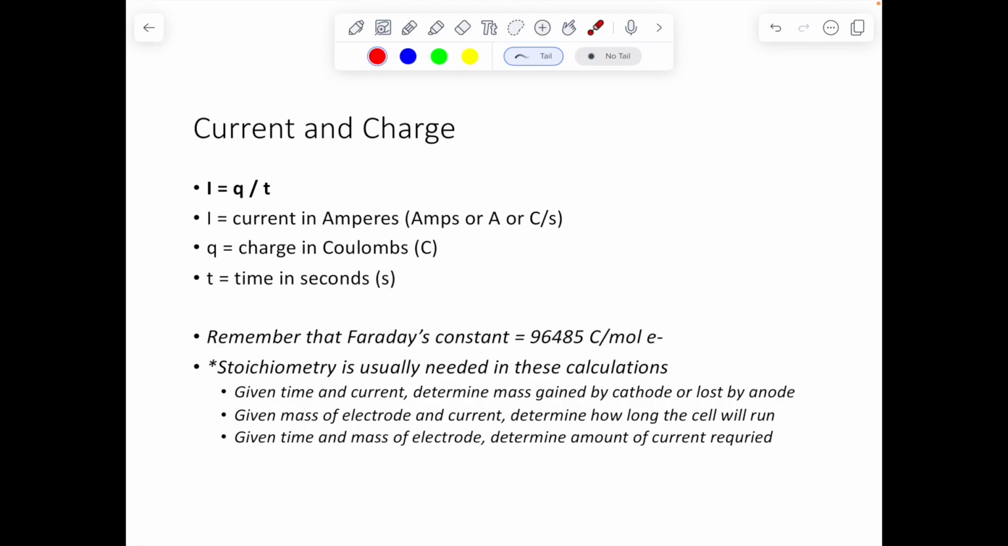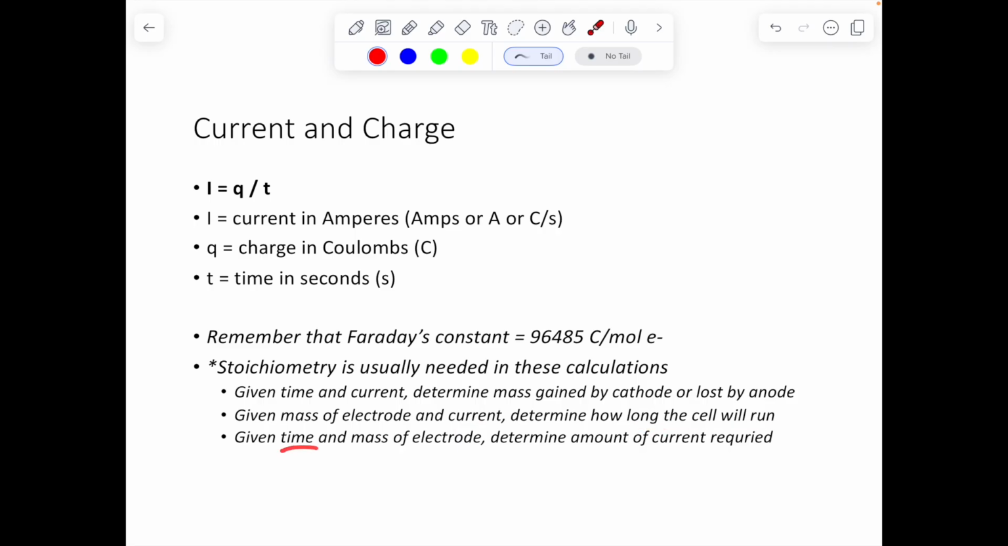Remember that Faraday's constant is 96,485 coulombs per mole of electrons. So if we know the charge and the time run, or the amps and the time run and the elements involved, we know how many electrons are being transferred. We can use that to calculate the mass of our electrodes, what is either gained at the cathode or lost at the anode. If we know the mass and the current, we can determine how long the cell will run.